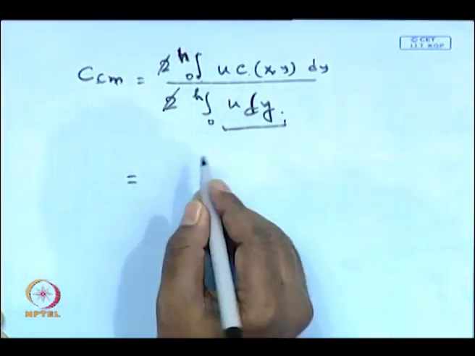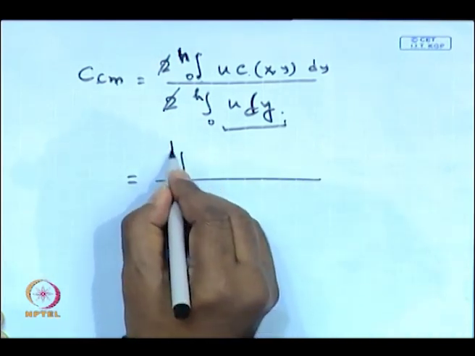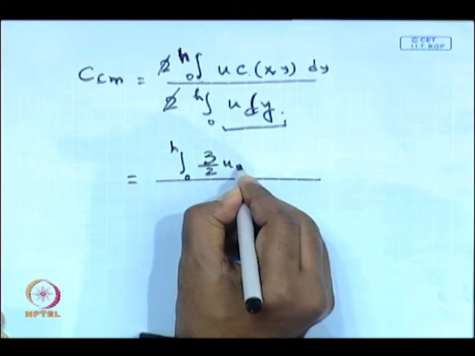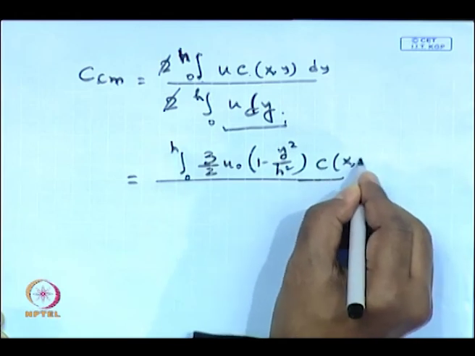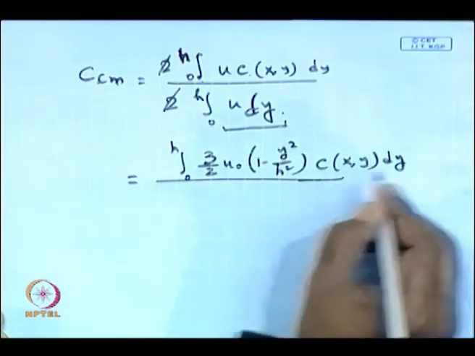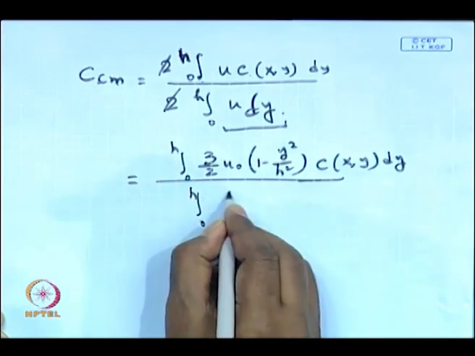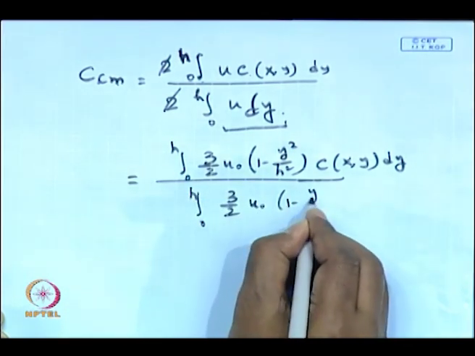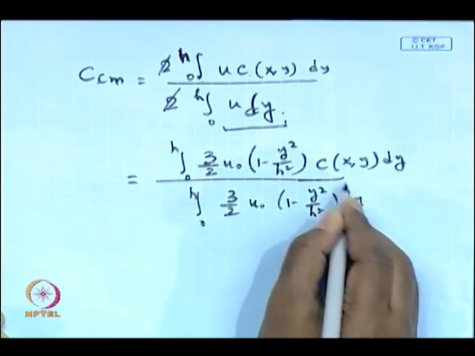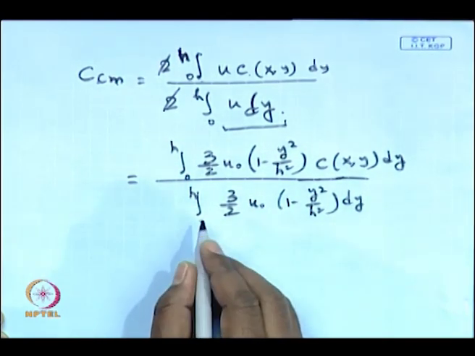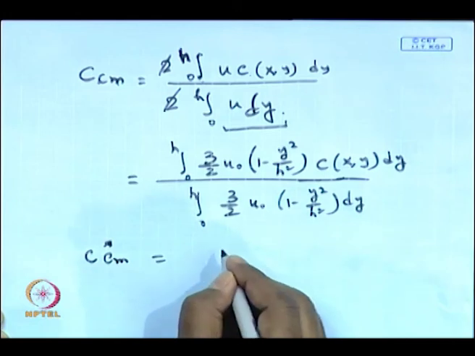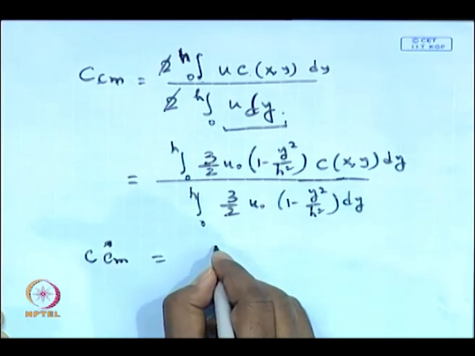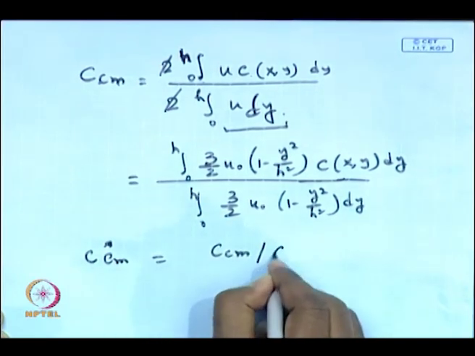So, what we are going to do, we are putting it as the integral from 0 to h of 3 by 2 u naught times 1 minus y square over h square times c. We are going to put the concentration profile we just obtained in the last slide, divided by the integral from 0 to h of 3 by 2 u naught times 1 minus y square by h square dy. That is the definition of cup mixing concentration. Okay. You can define a non-dimensional cup mixing concentration by simply dividing it by the concentration at the entry point. So, this CCM star will be nothing but CCM divided by C naught.